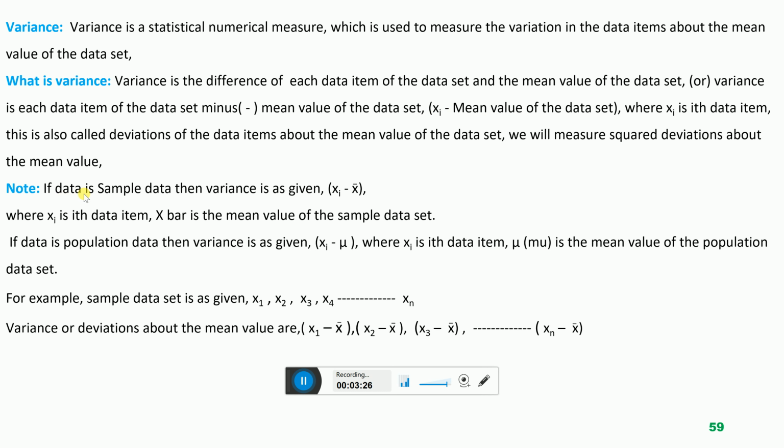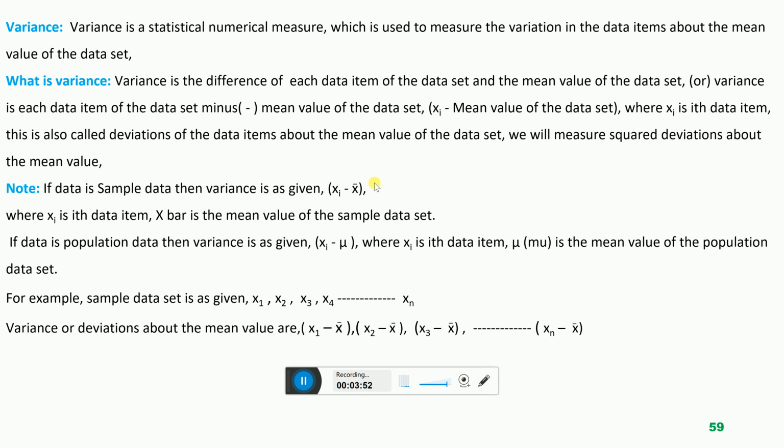Note, if the data is sample data, then we calculate the variance as xi minus x bar, where x bar is the mean value of the data set. X bar is the symbol for the mean value of the data set, for the arithmetic mean, for the average value. We studied this in the previous lessons. So this is simply called variance.